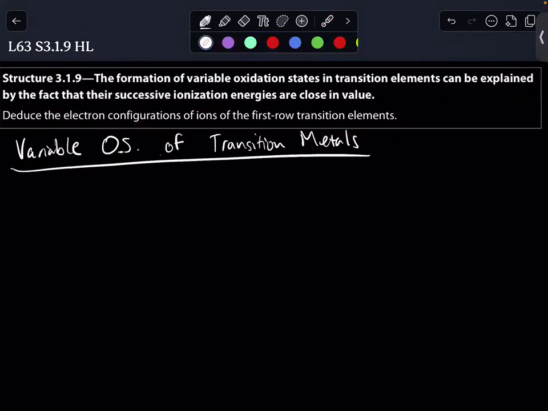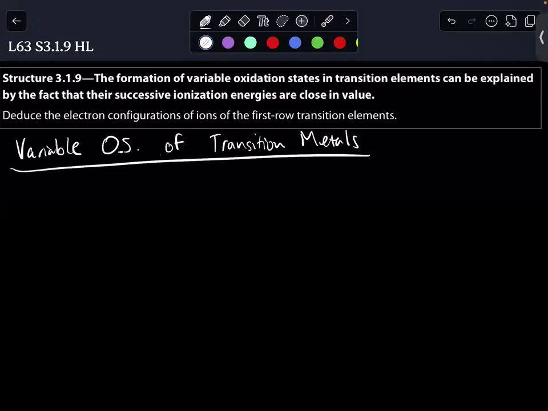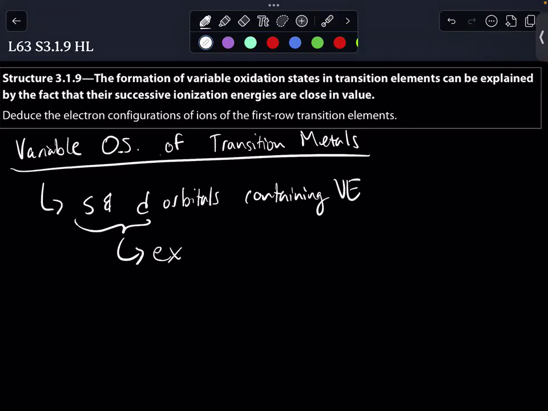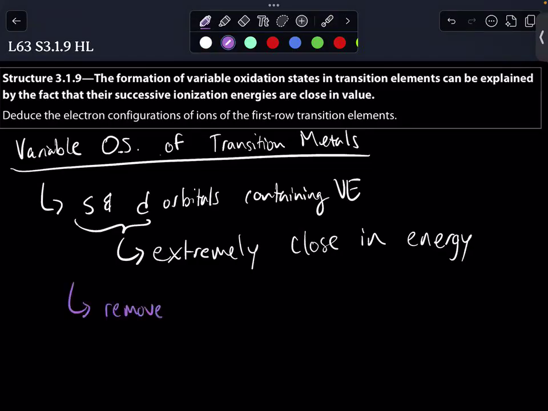So the question is, why do they have variable oxidation states? And the main reason is that they have s and d orbitals containing valence electrons. And the thing about these s and d orbitals is they are extremely close in energy, such that when we remove electrons, we usually remove or ionize from s orbitals first.